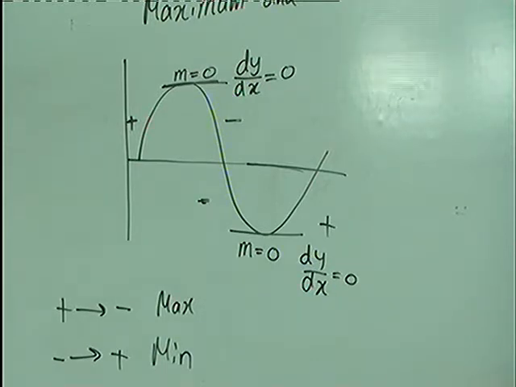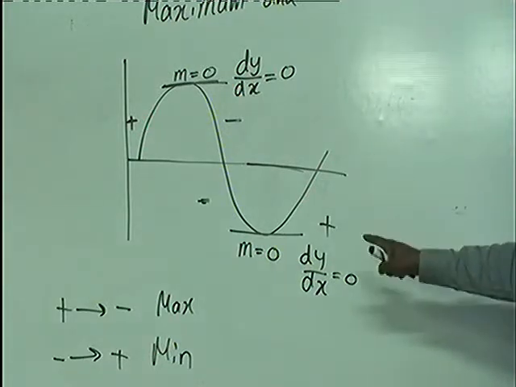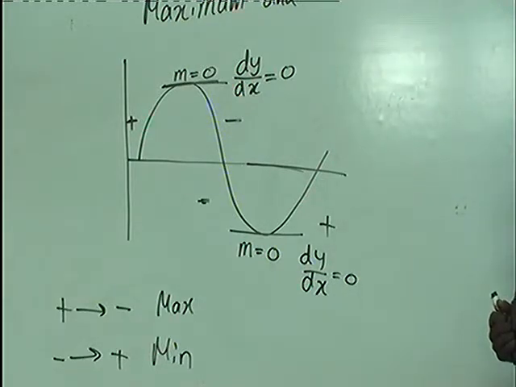Right. Now the question is, at the maximum point dy by dx equals 0, and at the minimum point also dy by dx equals 0. So how do we identify whether the point is a maximum point or a minimum point? That is the question. I will explain that using an example.